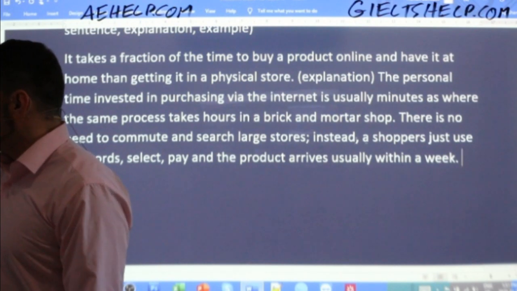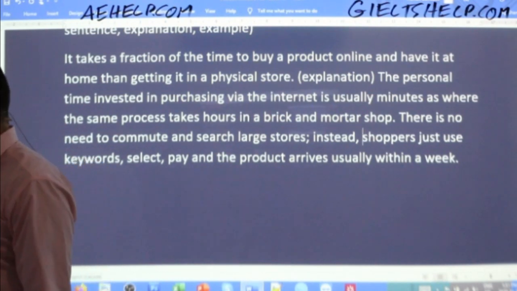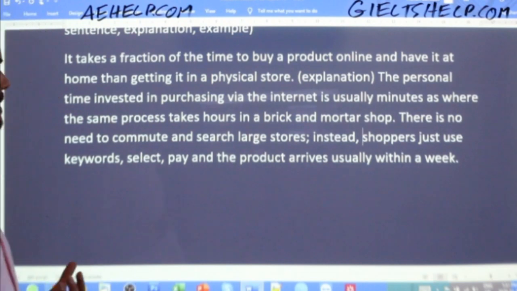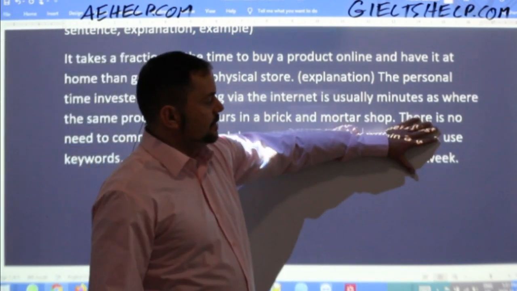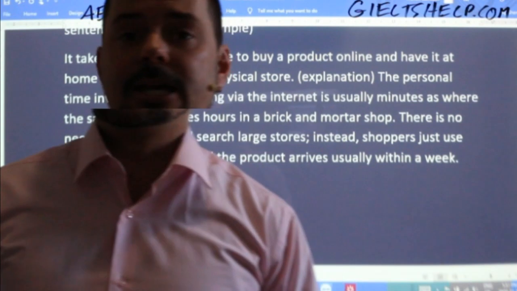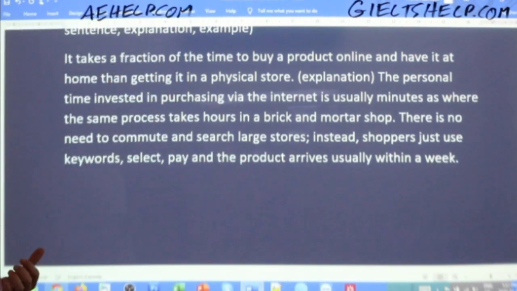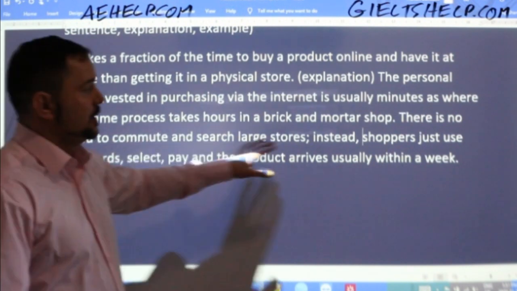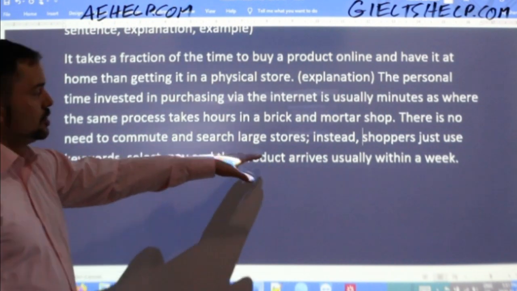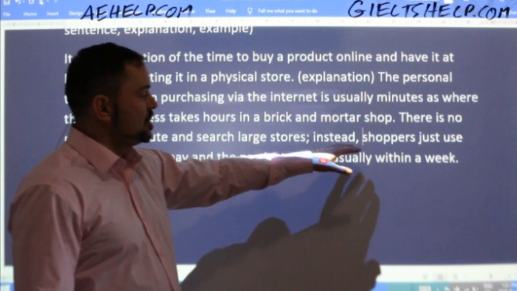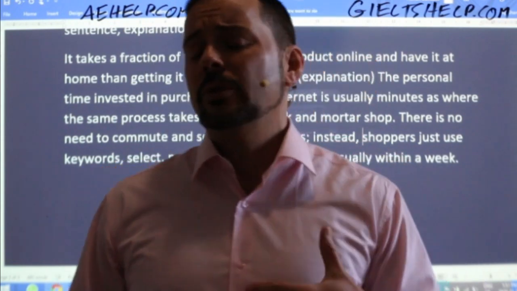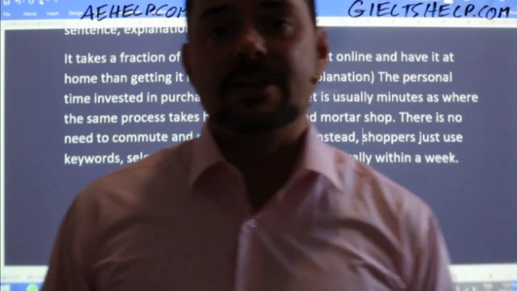So depending on your English fluency and your speed, you can go into a lot of detail to give clear explanations. If you're going for a band 7, you might not even write this sentence here. Okay, so my essay is going to be around 315, 320 words because I'm showing you a band 9 level essay. In fact, if I were sitting the IELTS, I might even add in the concept that there is no need to commute, search large stores, and wait at the checkout counter. So I can even write the wait at the checkout counter or wait at the cashier. But that's if you're really confident, you know you're a band 9, and you can give that level of explanation.